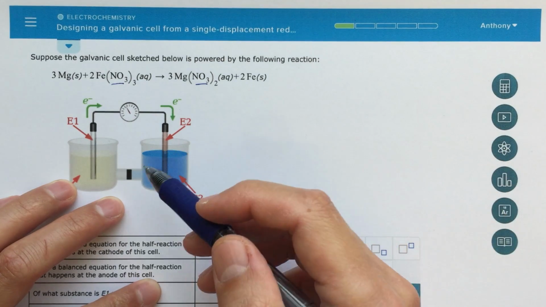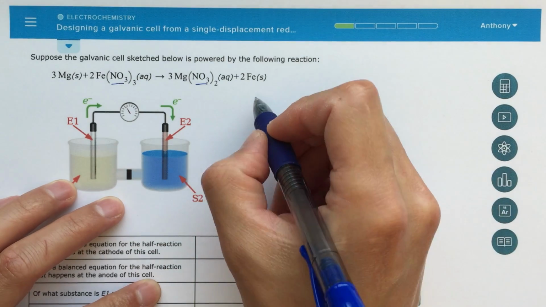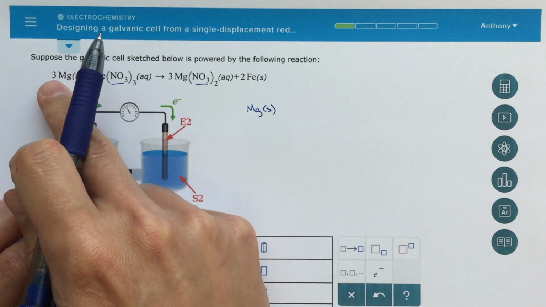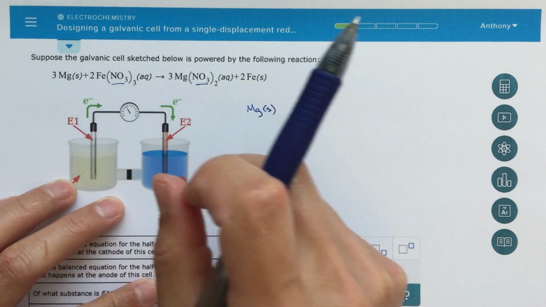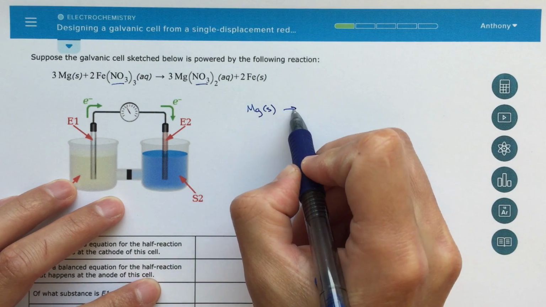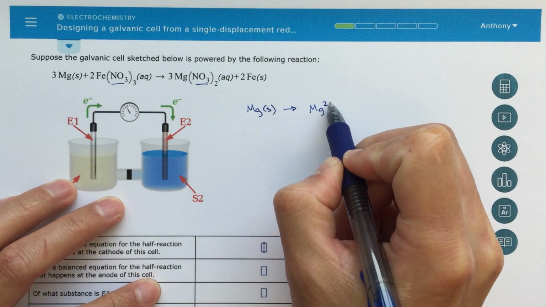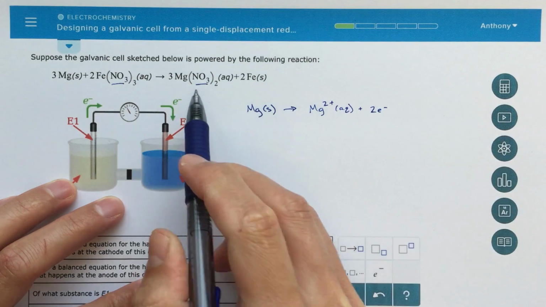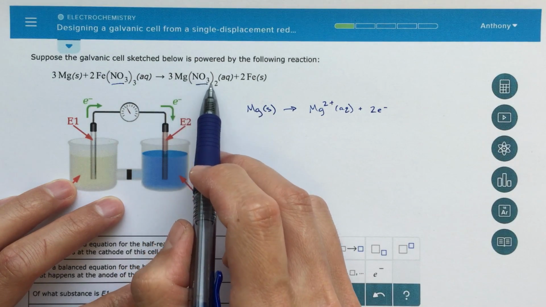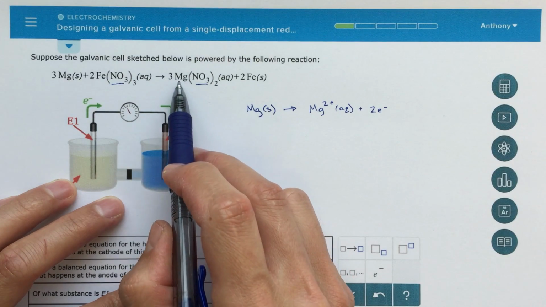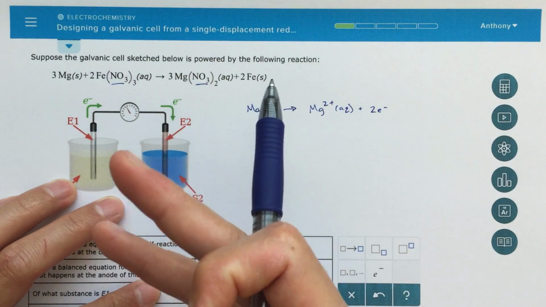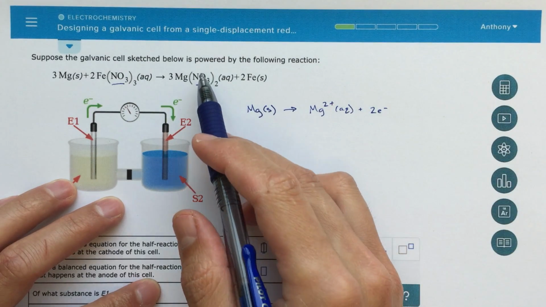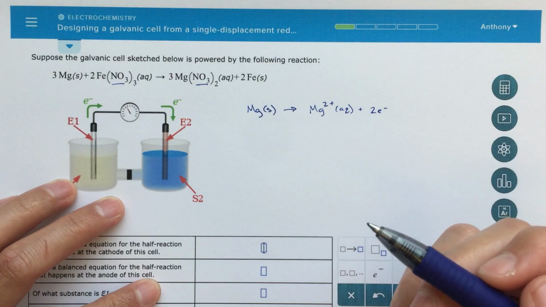So if I wanted to write out my half reactions, I would just write out magnesium solid, starting at the left hand side, and I'm going to ignore the coefficients here. We'll talk about that in just a second. Mg goes to Mg2+ plus 2 electrons, because I've got Mg(NO3)2. This tells me that the charge on magnesium is 2+. I can look at my periodic table, know it's in group 2 for that charge as well, and the nitrate has a 1- charge, so that makes sense.